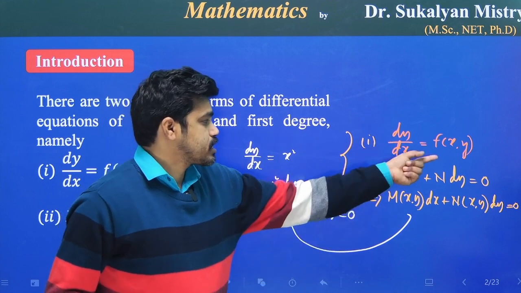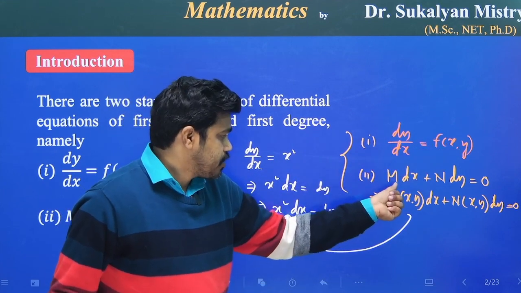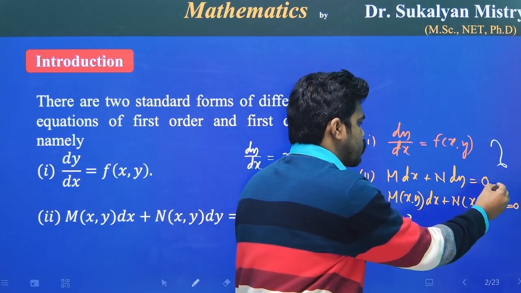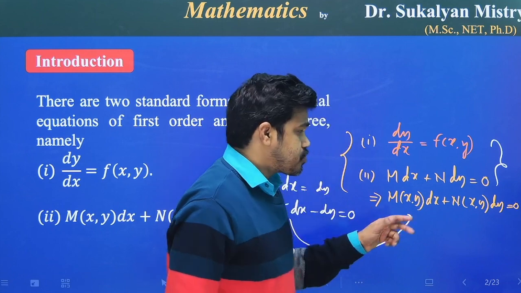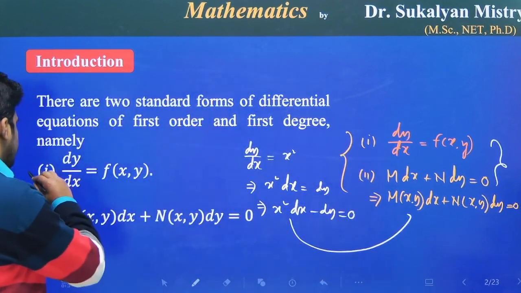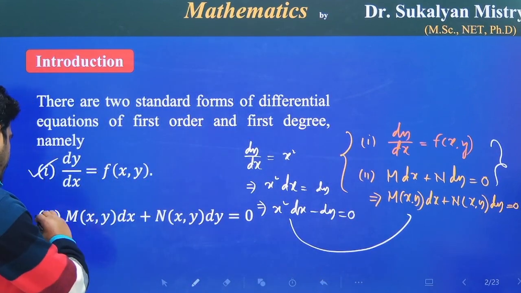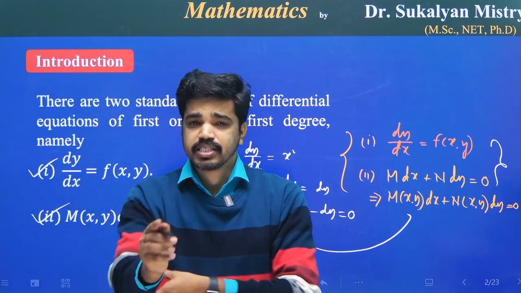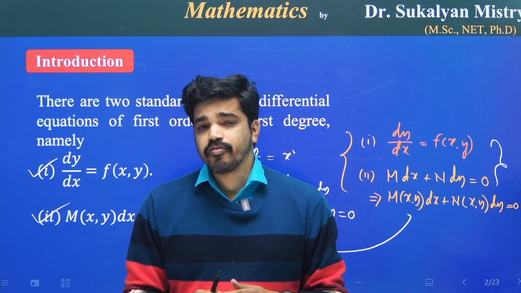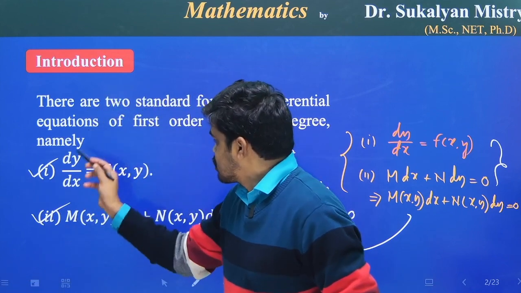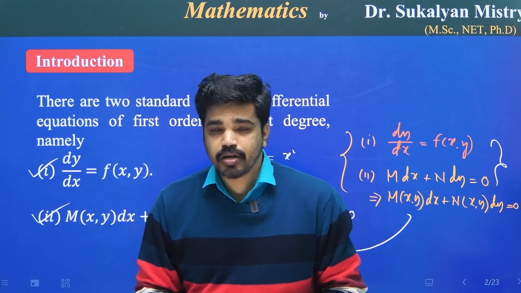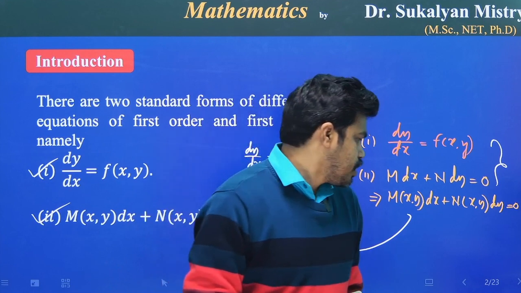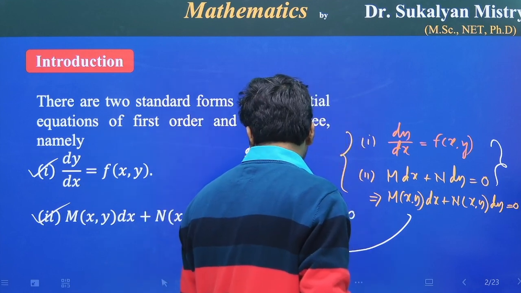So dy/dx is equal to f(x,y) and M dx plus N dy is equal to 0. These two forms are equivalent, where M is a function of x and y and N is a function of x and y. So these are the standard forms of first order and first degree differential equation. Okay. So next.